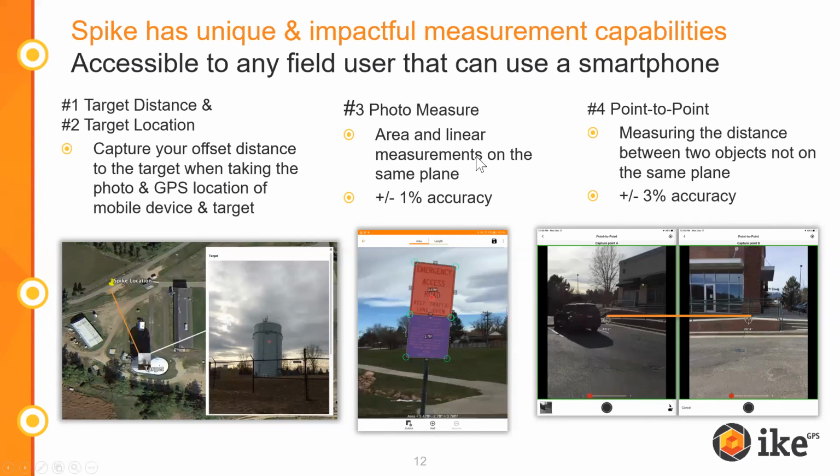But then we get into the measurements. We do two types of measurements. First is photo measure, which is measurement on a 2D plane. So imagine a wall, or the ground, or a sign like you see here. With that, we're able to get plus or minus 1% accuracy with our measurements. Point-to-point measurement is measuring distance between 2 points. So imagine the distance between, say, 2 trees, or measuring the distance between objects that are not on the same plane, or on a 3D plane. That is plus or minus 3% accuracy.